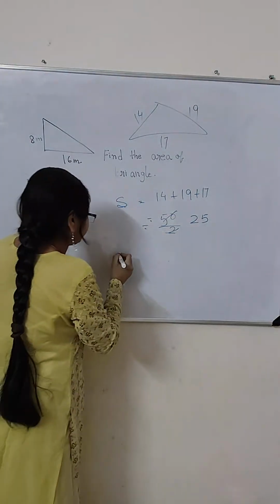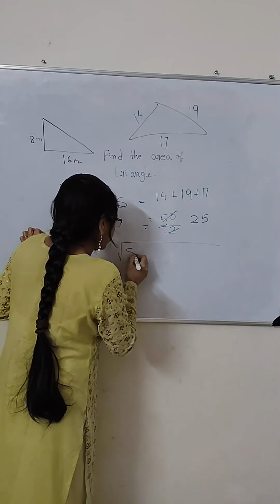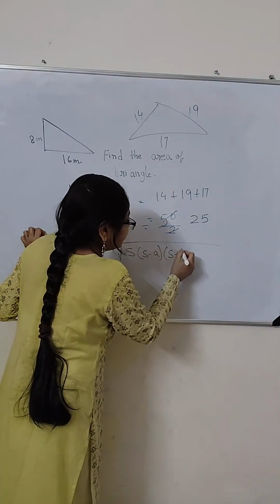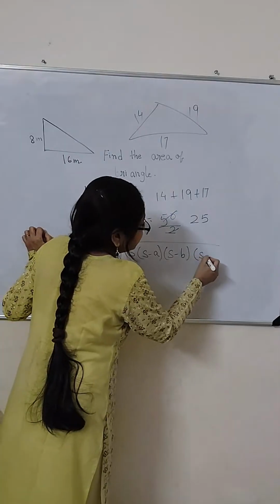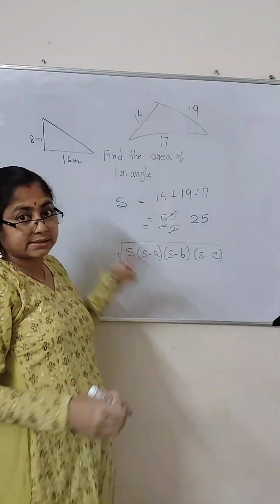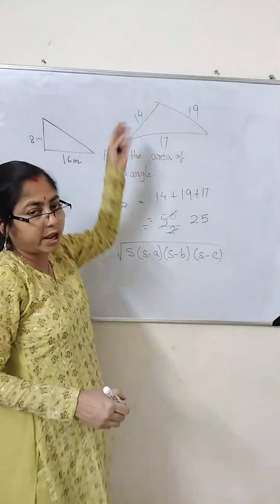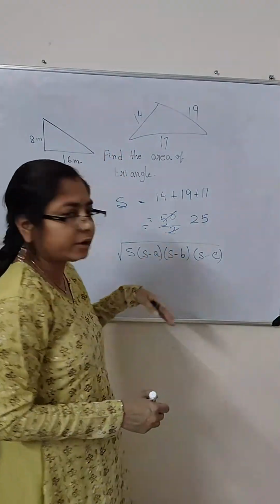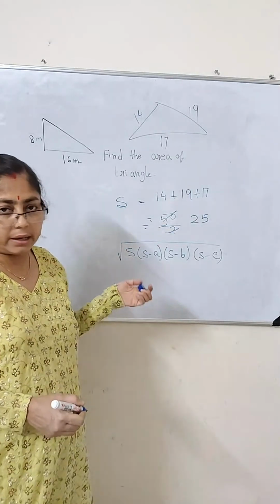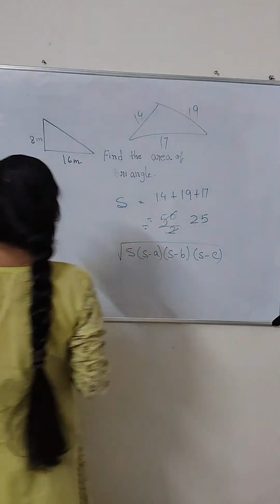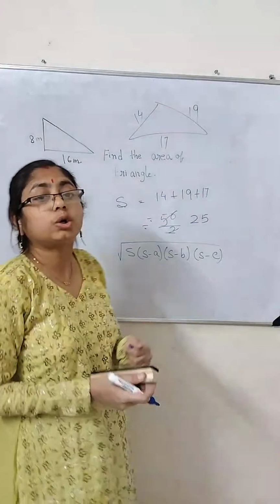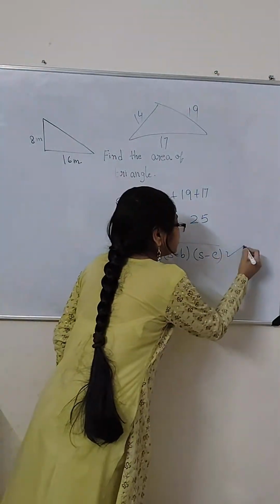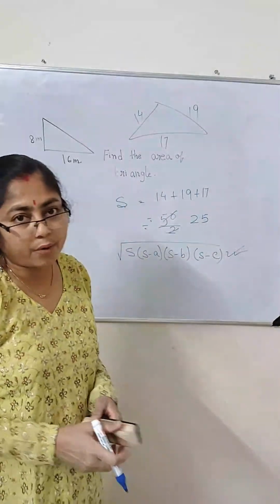And what's Heron's formula? Square root of S into S minus A, S minus B and S minus C. What's ABC? A, B and C are the sides of the triangle. You put the values and find out the area. Okay. When you do not know the height, at that time you apply this formula. It is called Heron's formula.